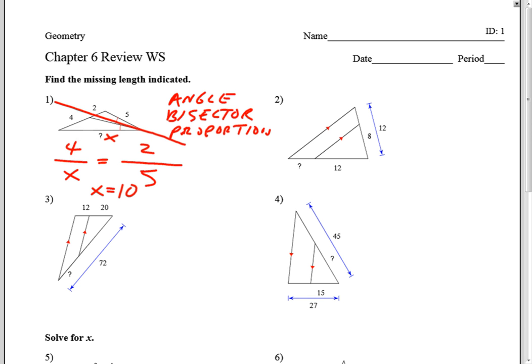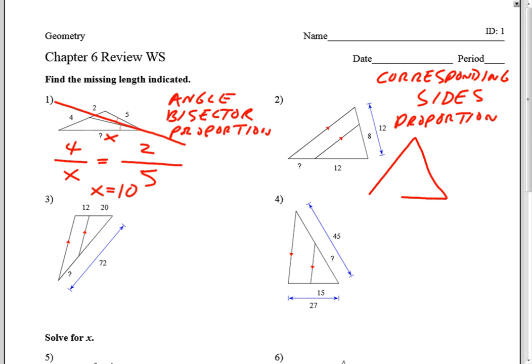Number 2 does not have an angle bisector in it. And you should have corresponding sides proportion written down. The only way you can get corresponding sides is if you divide up your triangles. That's the big triangle, that's the small triangle. If you have question marks, put in a variable.